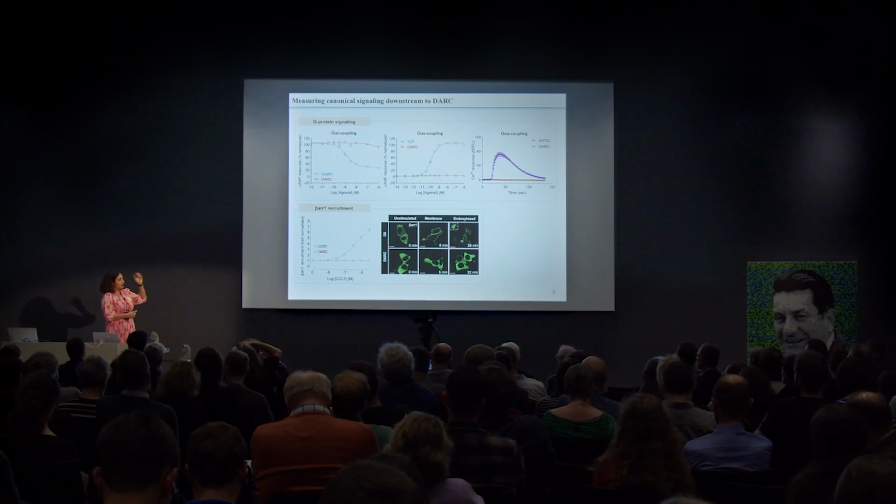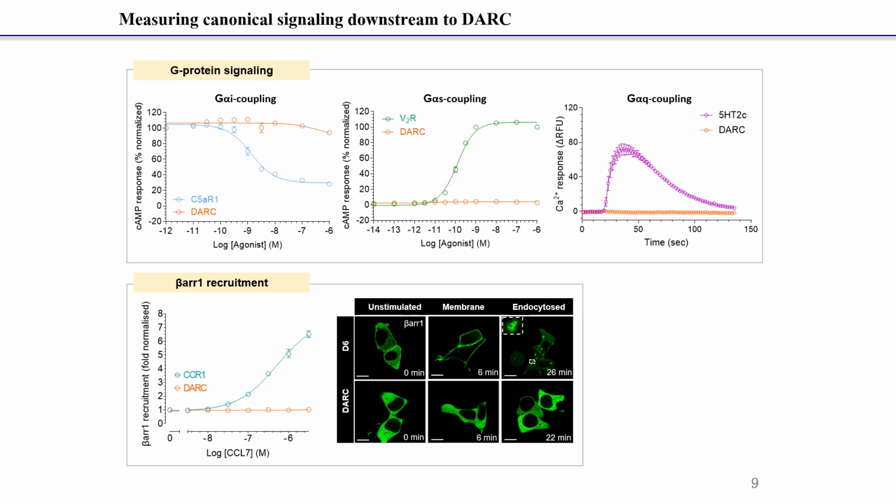And in case of the positive control, as you can see, at initial time points following stimulation, it translocates to the membrane and later gets endocytosed. But in case of DARC, we do not observe any change in its distribution pattern. And so we concluded that DARC does not signal through either G protein or beta-arrestin.